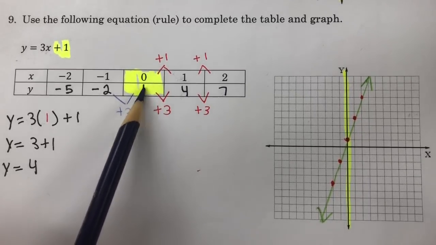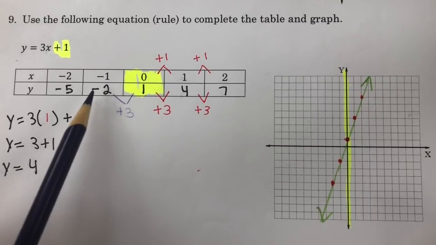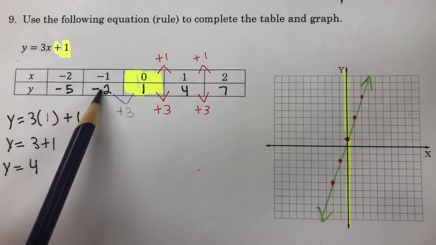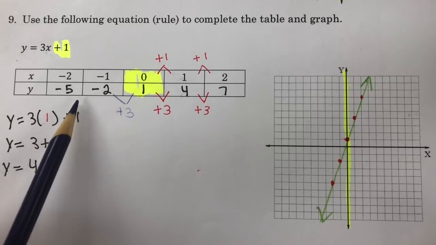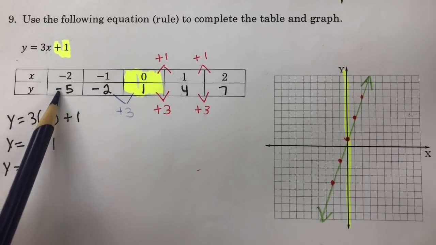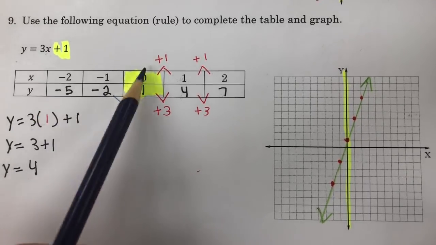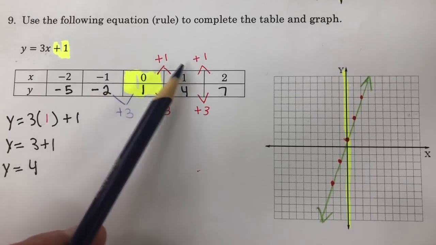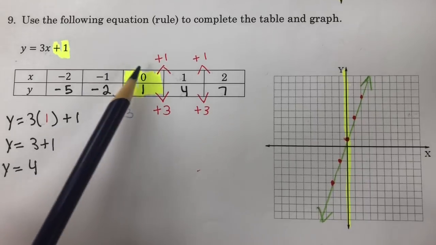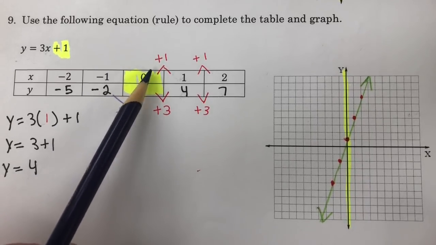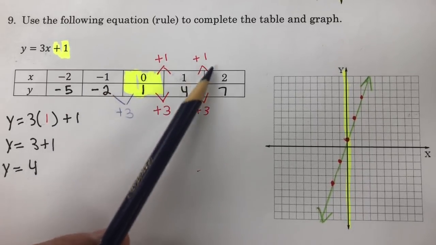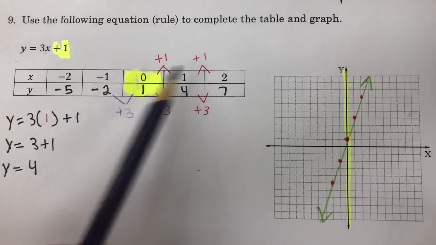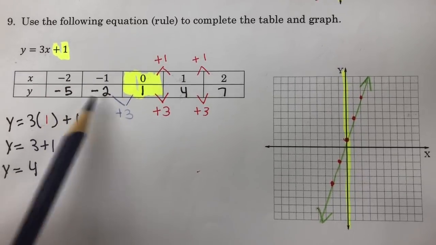4 minus 3 is 1. 1 minus 3 is negative 2. And negative 2 minus 3 would be negative 5. And you have to make sure that when you're using a constant rate, the x values are increasing at a constant rate, and they're all increasing by 1, and the y's are increasing by 3.